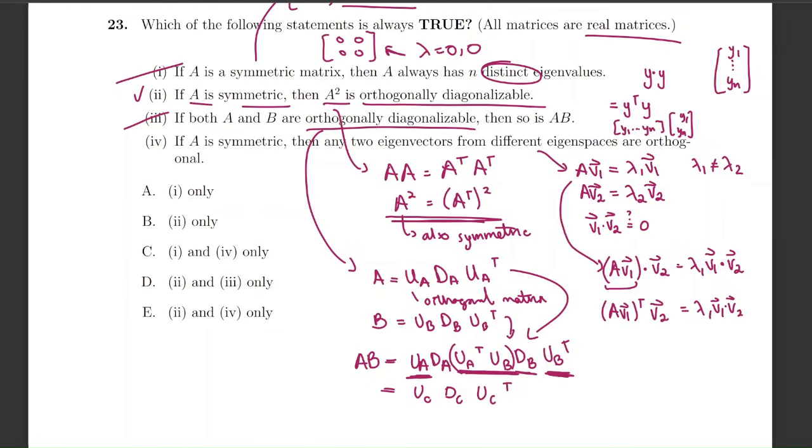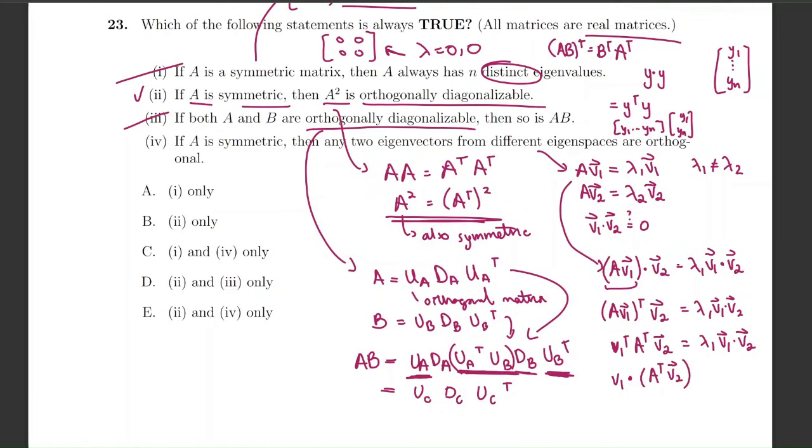Then we can apply a transpose rule, which is (AB) transpose equals B transpose times A transpose. And that gives us V1 transpose times A transpose times V2. And that is equal to lambda 1 times V1 dot V2. So now we can rewrite this form, V1 transpose times A transpose times V2, into dot product form. So we do V1 dot product with A transpose V2.